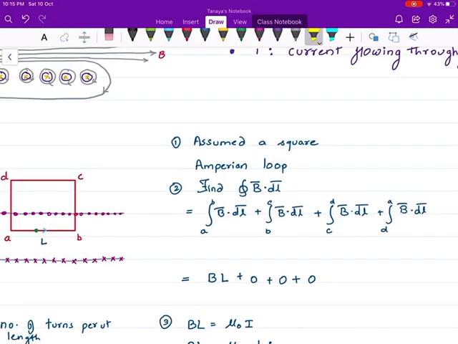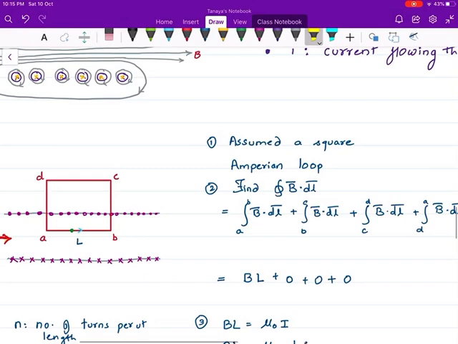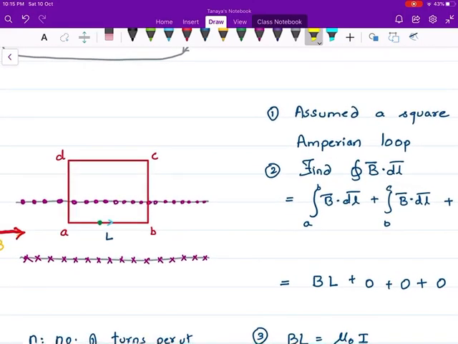Now what is the first step? How do we apply this Amperian law? We are going to find the closed integral or the line integral of B bar dot dl. Now this B bar dot dl, this is not a continuous loop, is it not? This loop I can divide into 4 parts. What are those 4 parts? First part is this AB, then the part BC over here, then CD, and again this AD. So I can divide this into 4 parts.